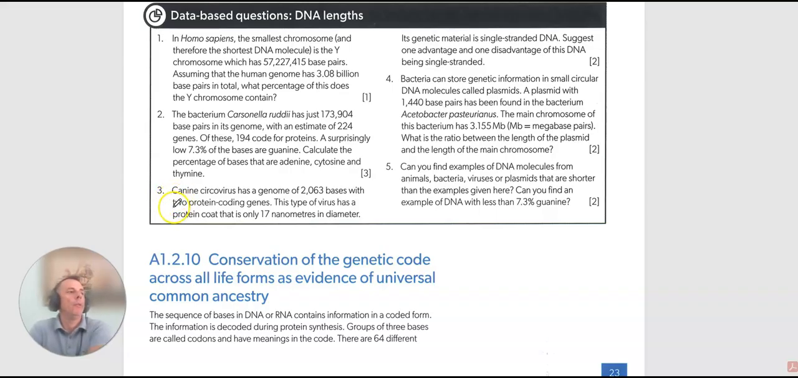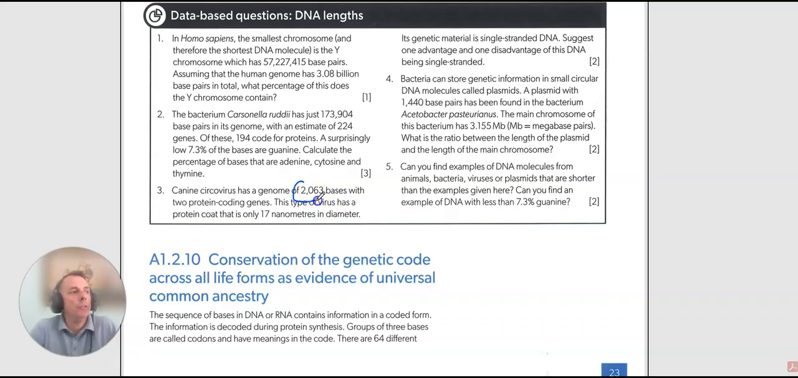Third question is about the Canine parvovirus. We are given the genome of this virus. Pay attention to this one. It's not given in base pairs, it's given in just bases. It contains just 2 protein coding genes, of course. The virus has a protein coat that is only 17 nanometers in diameter. Yep, it's a tiny virus. Its genetic material is single-stranded DNA.